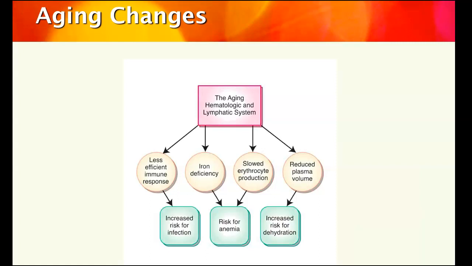And as we get older, we also have a reduced plasma volume. Remember, plasma is the liquid part of the blood. So if you have a reduced plasma volume, that puts your patient at increased risk for dehydration. Okay, so the big things in terms of the hematologic lymphatic system for the elderly: increased risk for infection, increased risk for anemia, increased risk for dehydration. All huge things that we have to monitor our patients for.